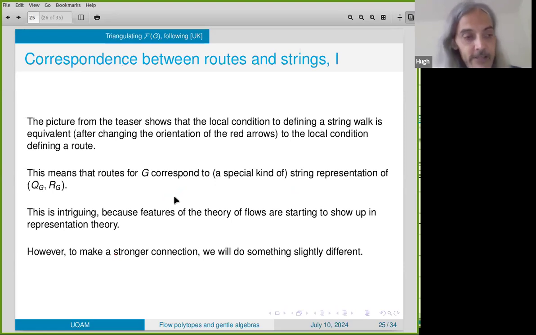And so what that guarantees is that the routes for G correspond to a special kind of string representation for Q with the relations R. So that's already kind of sounding a little interesting, but it isn't quite the algebraic setting that we want. The issue being that not all the string representations are corresponding to roots at this point. So we want to do something slightly different.